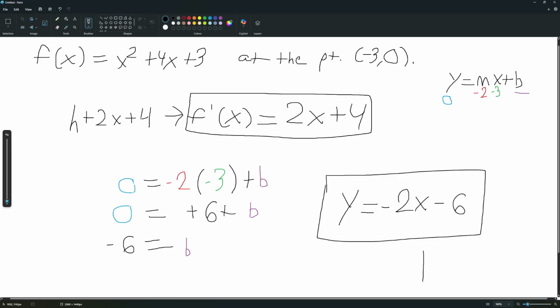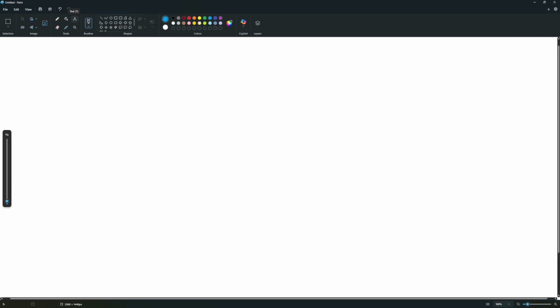And remember, if we make our graph again, and this is the slope, just imagine that's -3, you can see it is going down. It is going down, and the y-intercept is somewhere around -6. So it does make sense. Now we are going to move on to our next problem.